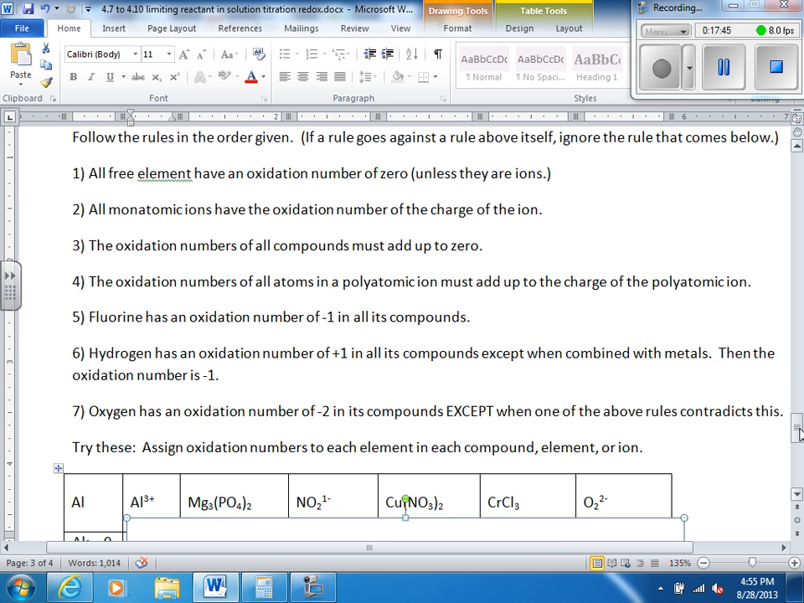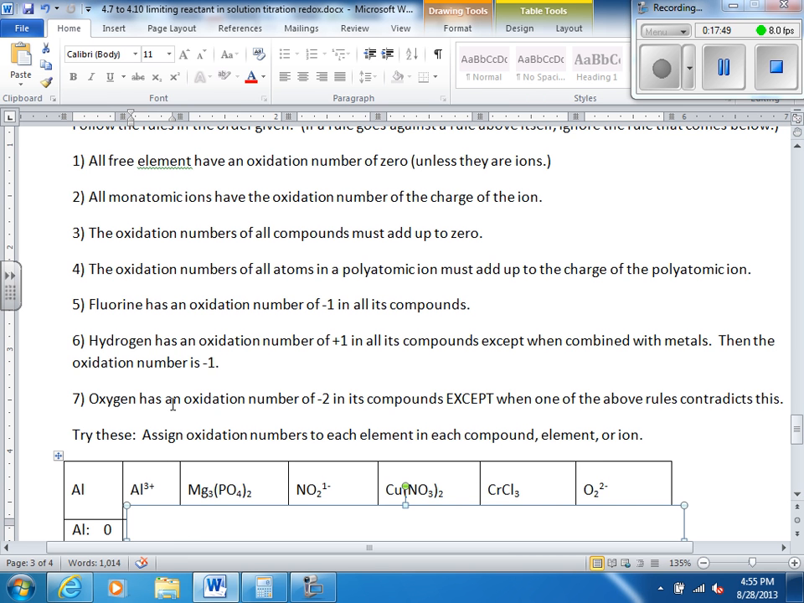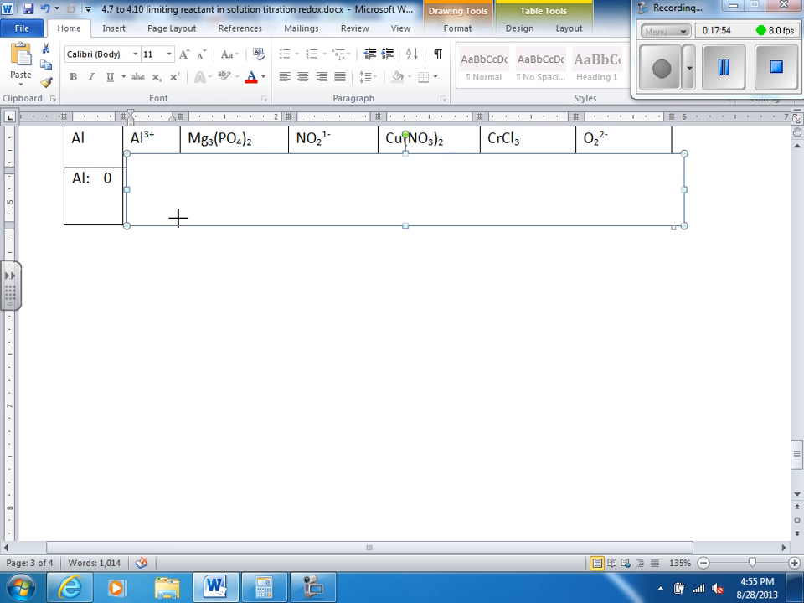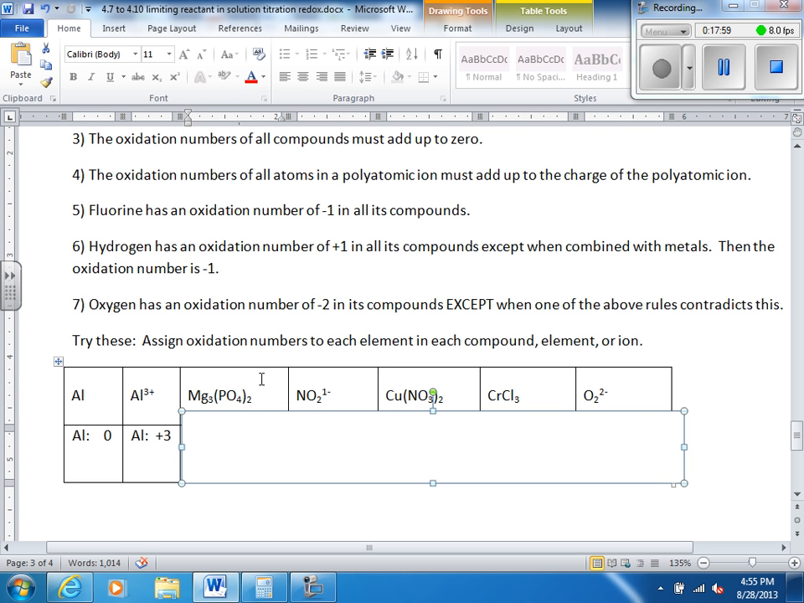Aluminum plus 3. You can pause or follow along. Let's see, what's our rule? Our rule says monatomic ions. Monatomic ion, that's what this is. Monatomic ions have the oxidation number of their ion charge, which is 3, so the aluminum is 3. This one gets tricky.